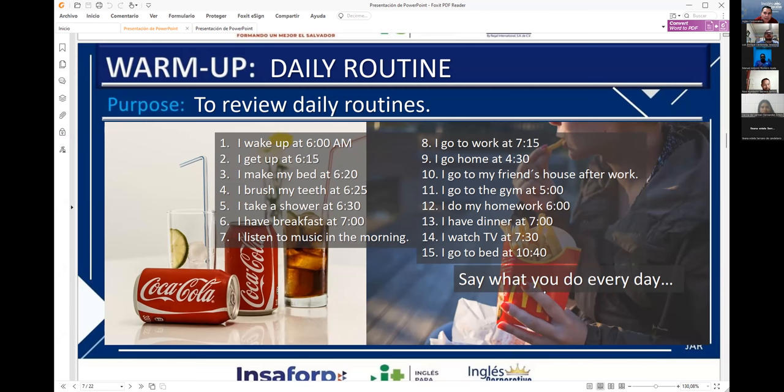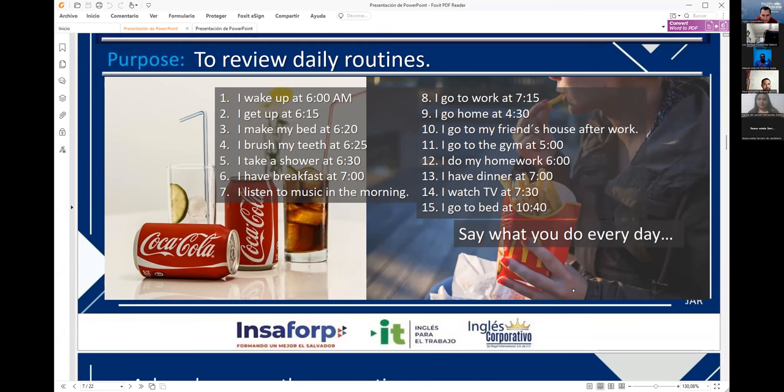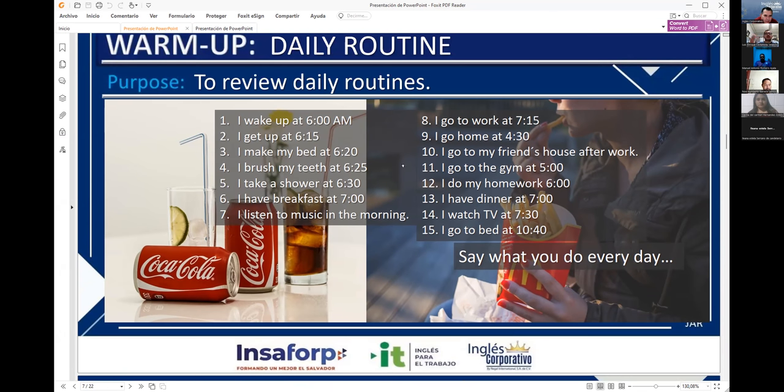Now you have to say what things you do. You will tell your partner which of these things. For example, you say, I wake up, and you can change the time. I wake up at 5 o'clock. Or I wake up at 4 o'clock. I get up immediately. You say, I don't make my bed, so you don't mention it. You say, I get up, I brush my teeth, and you say the time. I take a shower, I have breakfast, and then you say, I go to work, I go back home, I go to my friend's house after work, I go to the gym. If you don't go to the gym, don't mention it. Mention the things you do. Okay, let's go to the groups and let's practice saying the routine.